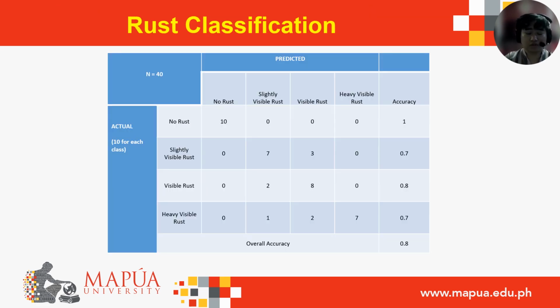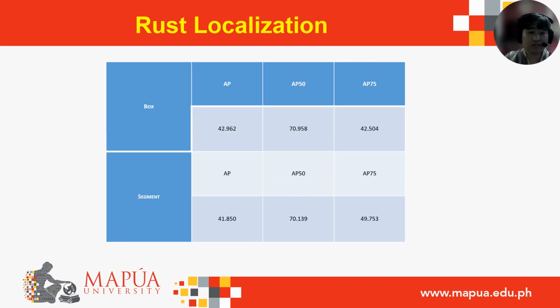So for the results of the rust classification, the confusion matrix shows that CNN had an overall accuracy of 0.8, or 80%, on the test set. On the other hand, the average precision or AP was used to measure the performance of the Mask RCNN. The metric value known as AP considers the precision recall curve, intersection over union or IOU, confusion matrix, and other object detection measures. And results show that Mask RCNN obtained an AP50 value on its box parameter of 70.958 and its segment parameter of 70.139.